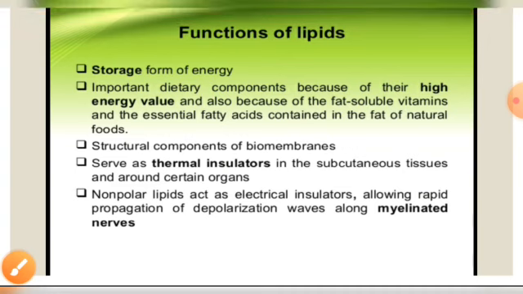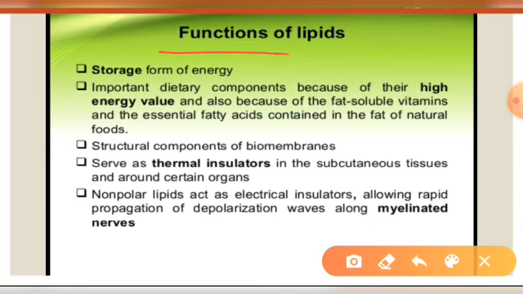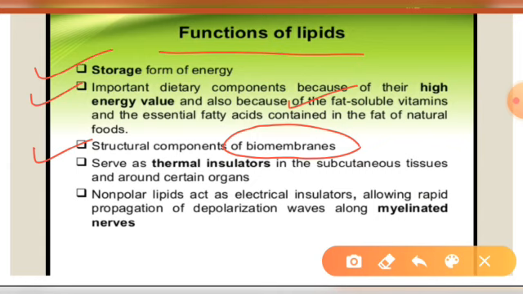So next, in last, we have functions of lipids. What are the functions of lipids? First is the storage form of energy. We all know that lipids are energy giving foods, so they store energy within themselves, because of their high energy value. And because many vitamins are soluble in fats, they are very essential components of our diet. Next, they are an important component of our cell membranes, like we have seen that phospholipids and cholesterol are an important component of cell membrane.